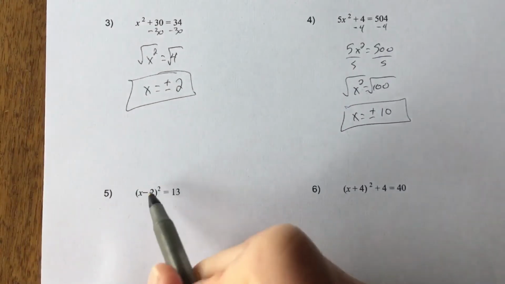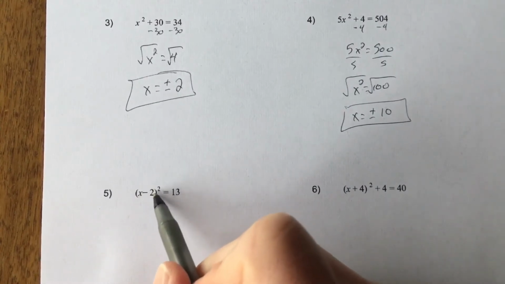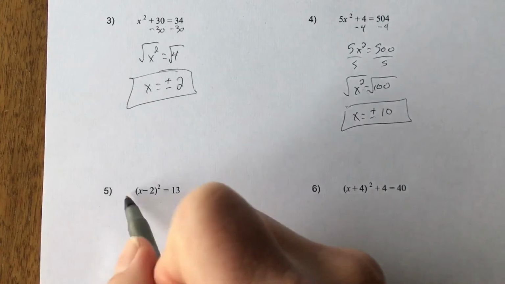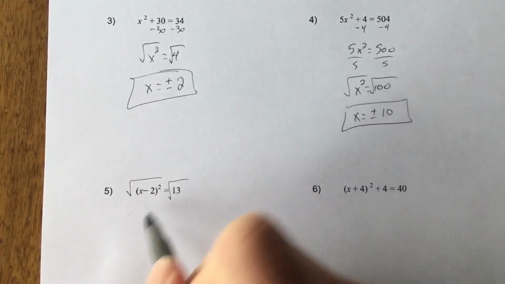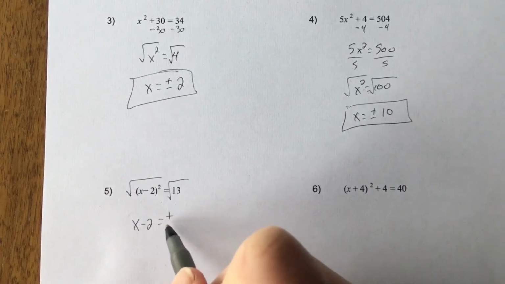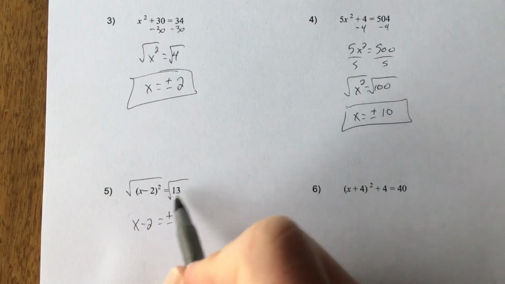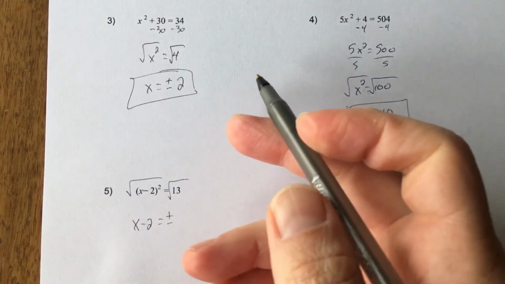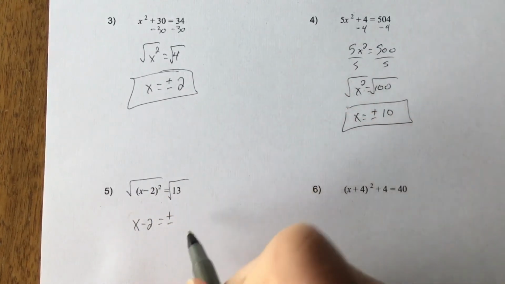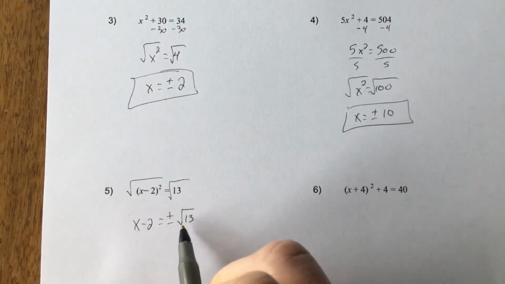All right, now number 5, the squared term is in parentheses here, this x minus 2. So we want to get rid of the square first in this case. So we're going to go ahead and take the square root of both sides. We're going to get x minus 2 equals positive or negative the square root of 13. We don't know what times itself equals 13. It's something between 3 and 4, but what exactly, we're not sure. So we're just going to keep it as the square root of 13 to start with.